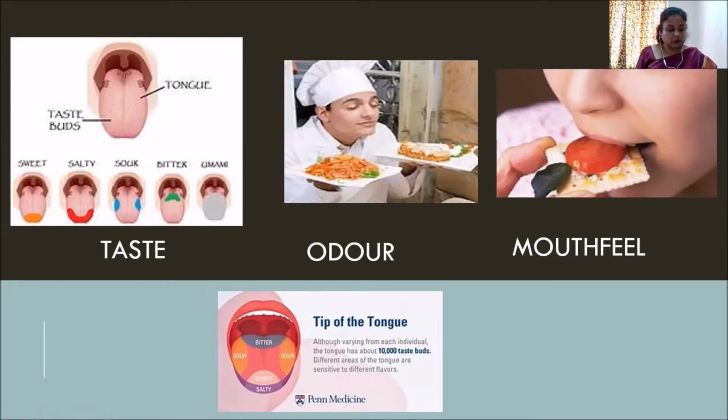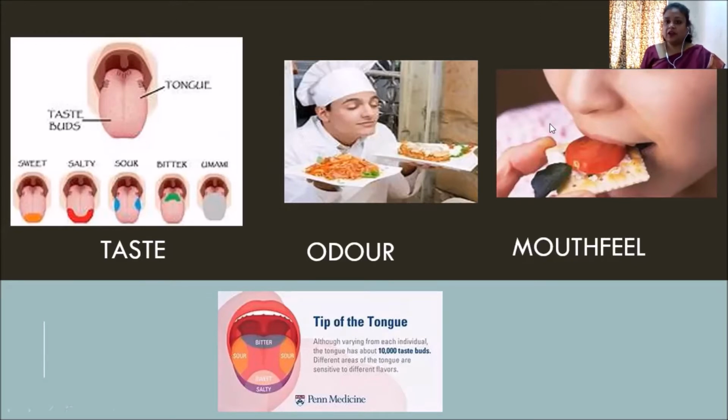The next one is odor. As you can see, the chef is checking the odor of the food. Our body has a specialized tissue inside the nasal cavity that is involved in understanding odor. Like when you are in college, in your class, sometimes you smell a very good odor from the kitchen and you understand that they are cooking something special. With the odor, we can understand what they are cooking.